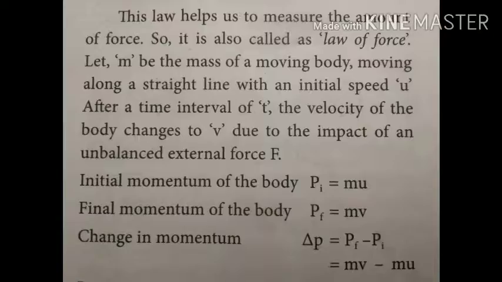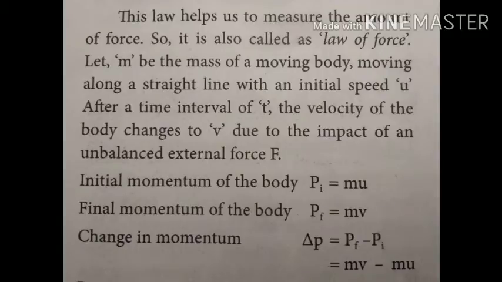We already know momentum is equal to mv. Here initial momentum p_i is equal to mu. Final momentum of the body p_f is equal to mv. Change in momentum is delta p. Delta means change. Delta p is equal to p_f minus p_i, final minus initial, so mv minus mu.